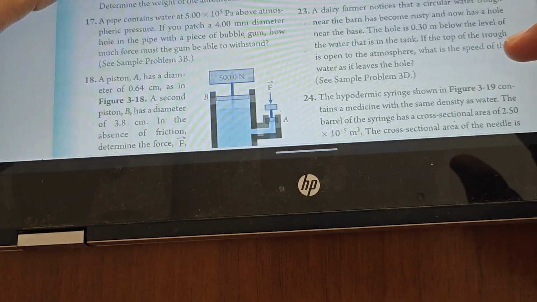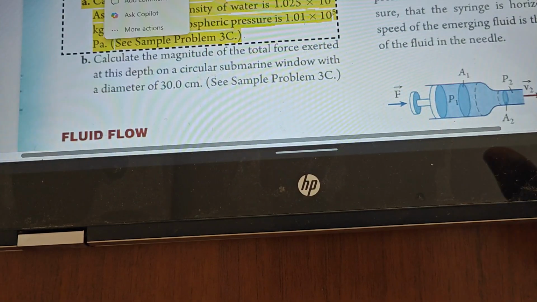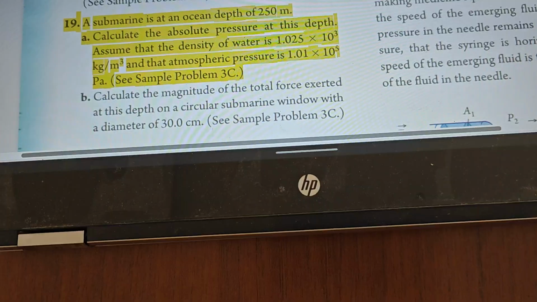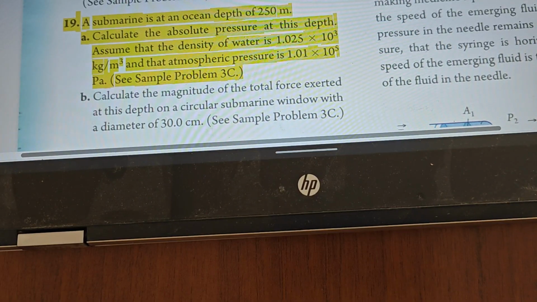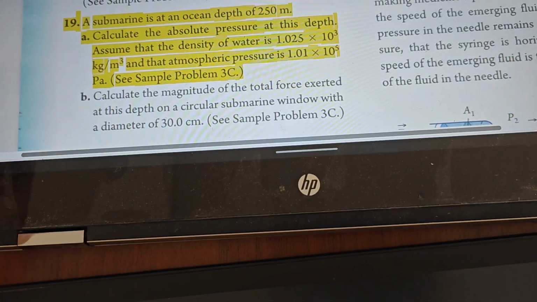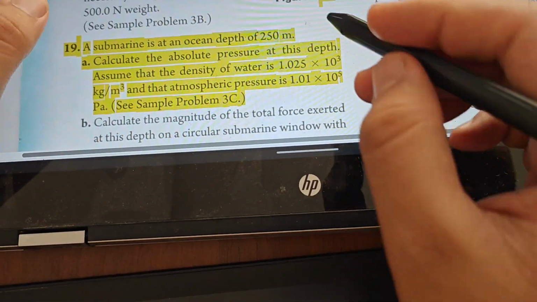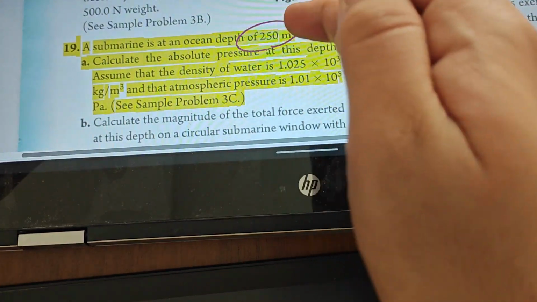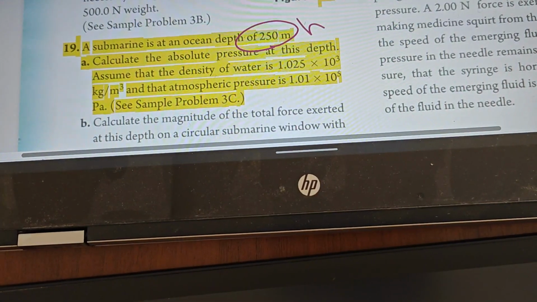Question 19. Let me solve question 19 about the pressure. The question said, a submarine is at an ocean depth. We have an ocean depth, so the depth h, this is h.